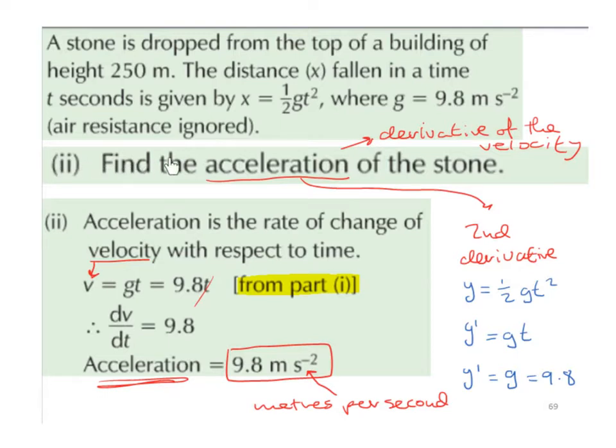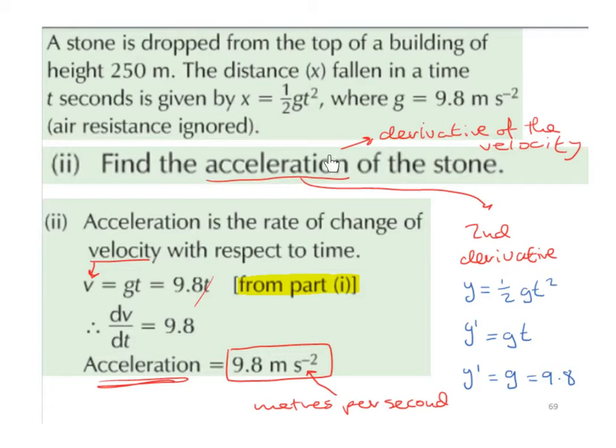Question 2. Find the acceleration of the stone. So acceleration is the derivative of the velocity. So acceleration is the rate of change, or derivative, of the velocity with respect to time. So v, velocity, is equal to gt, which is equal to 9.8t. That was from part 1. Let's have a look where that came from.